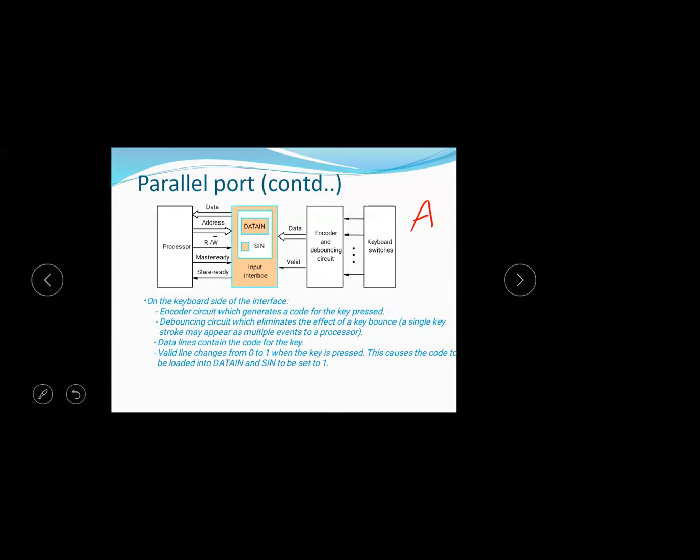First, I want to transmit Kumar from the keyboard to the processor. Then first the key is pressed in the keyboard switch. The key is pressed in the keyboard switch, and the key is encoded to 8-bit ASCII code. The character is converted to 8-bit ASCII code, and that 8-bit ASCII code is transmitted through the data lines.